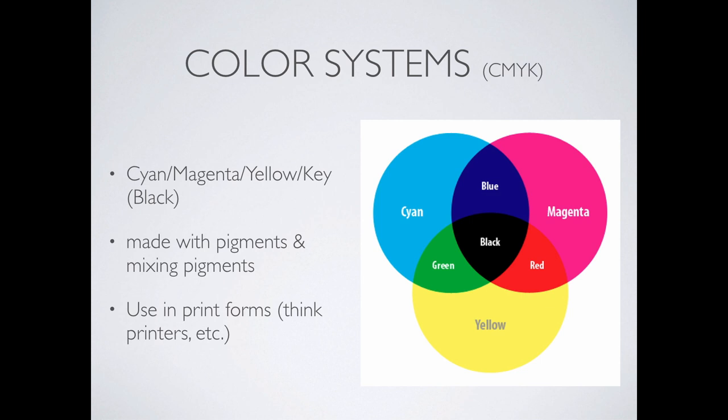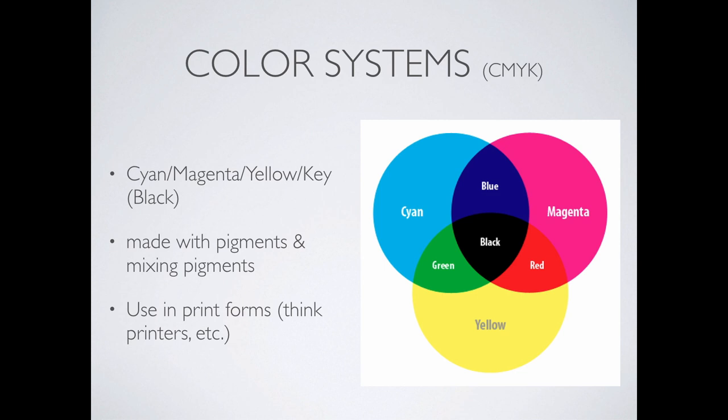So this is very much print form. The things that come out of a printer, the things that you can handle, your grade sheets that I'm going to give back to you later today, those are all in the CMYK color space. So if your intended purpose of your design work is to be printed, this is the color space that you should be in.